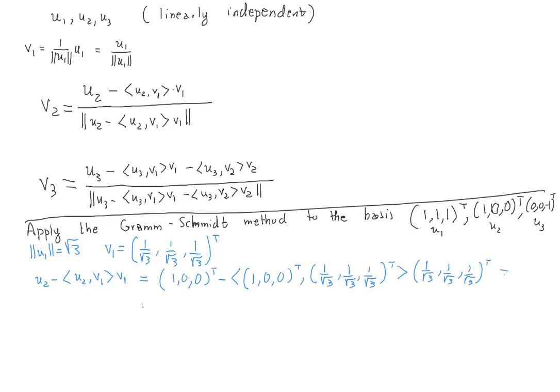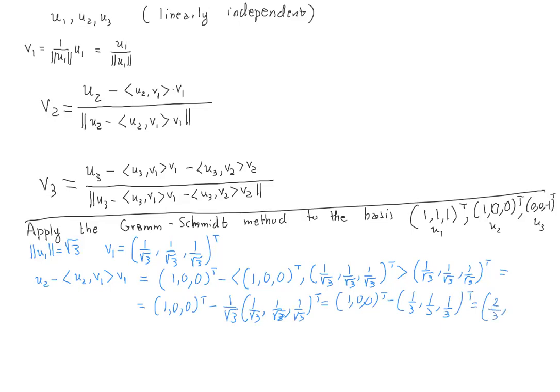right? And this gives us what? It gives us (1, 0, 0). The inner product is 1 over square root of 3 times the vector (1/√3, 1/√3, 1/√3). And this will give us (1, 0, 0) minus (1/3, 1/3, 1/3), which is (2/3, -1/3, -1/3). So far, so good?